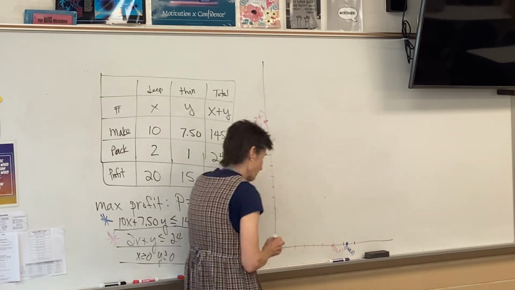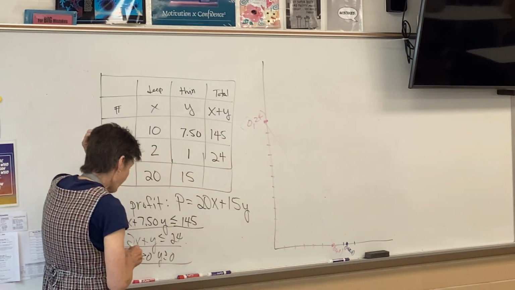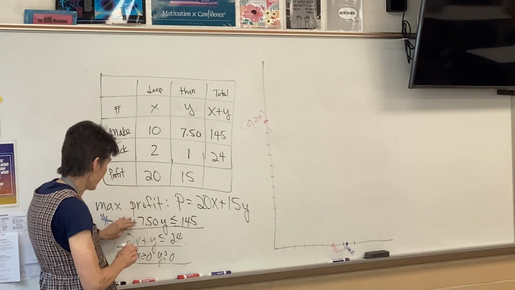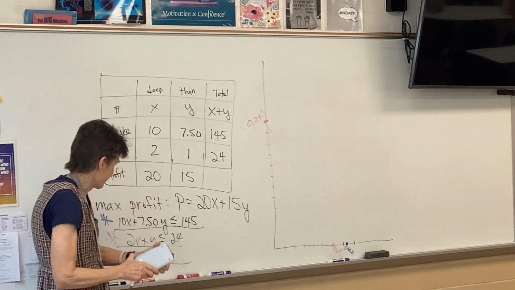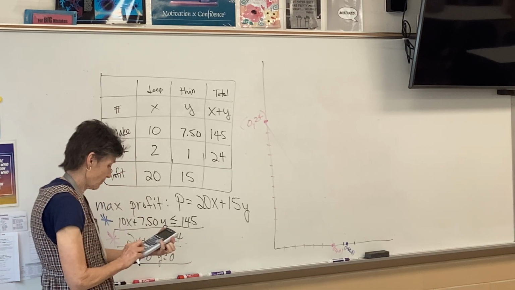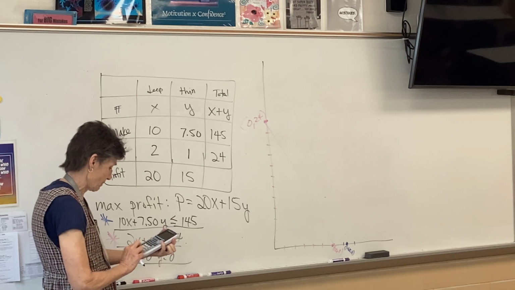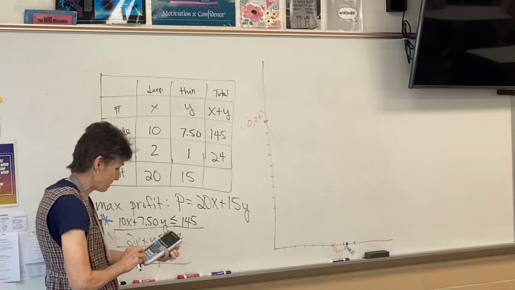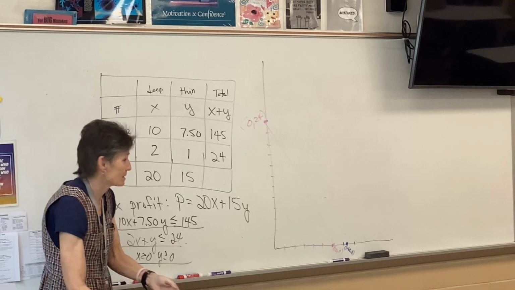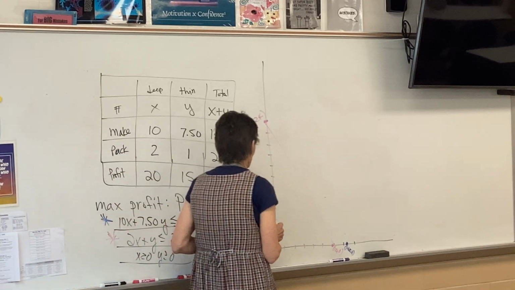Here's my x. And if I cover up x, I don't know what that is. 145 divided by 7.5, about 19.3, is that what you said? Someone said something.